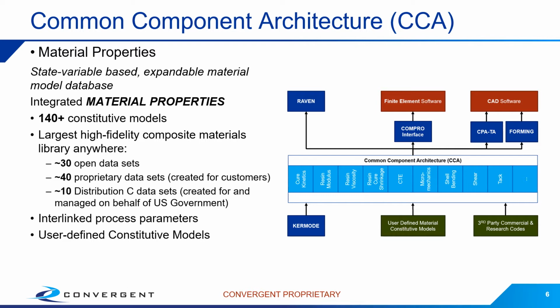Feed data into our common component architecture for material properties, and then report those out to our different software tools. So Raven, our 0D, 1D, and 2D standalone solver, our Compro interface for finite element software, CPATA, which is a plugin for CATIA, as well as our forming plugin as well, which interface directly with CAD software.